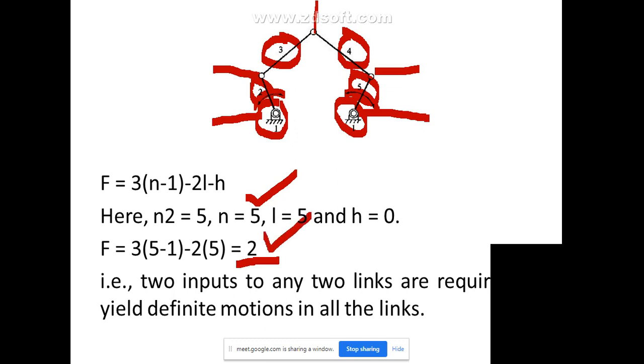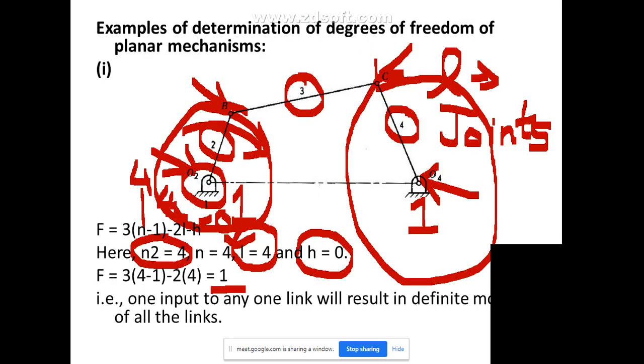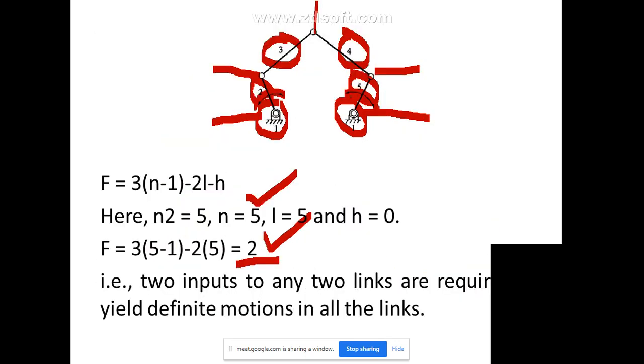So for any mechanism you can find out the degree of freedom. That will give you the number of degrees of freedom, that is, the number of inputs required, and that will give you the constrained motion to the mechanism. Okay. So both the figures we have seen now.